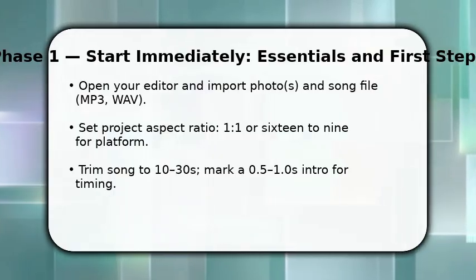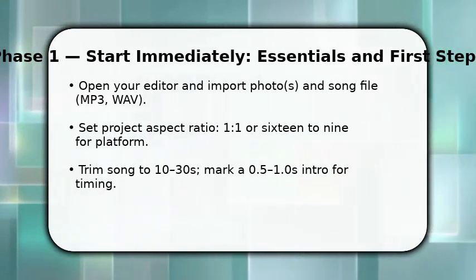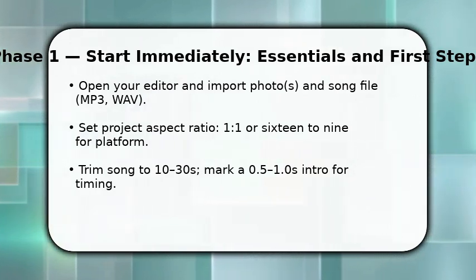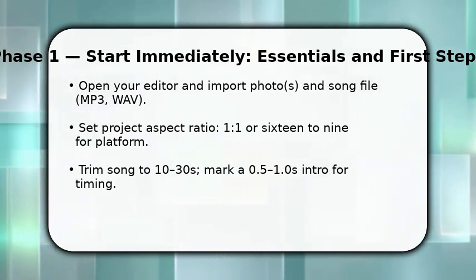You begin by bringing your assets into the editor. Import the photo and the song right away, then name the project so nothing gets lost. Next, set the canvas aspect ratio depending on where you'll post and trim the audio to the desired clip length.